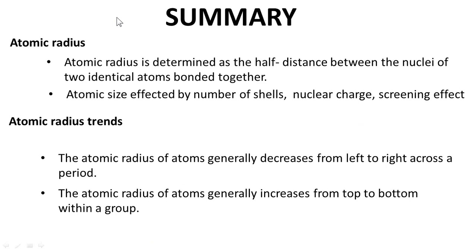Okay, what did we learn today? Today we learned about atomic radius and atomic radius trends. Atomic radius is defined as half the distance between the nuclei of two identical atoms bonded together. Atomic size is affected by the number of shells, nuclear charge, and screening effect. There are two trends in atomic radius. The atomic radius of atoms generally decreases from left to right across a period, and the atomic radius of atoms generally increases from top to bottom within a group.